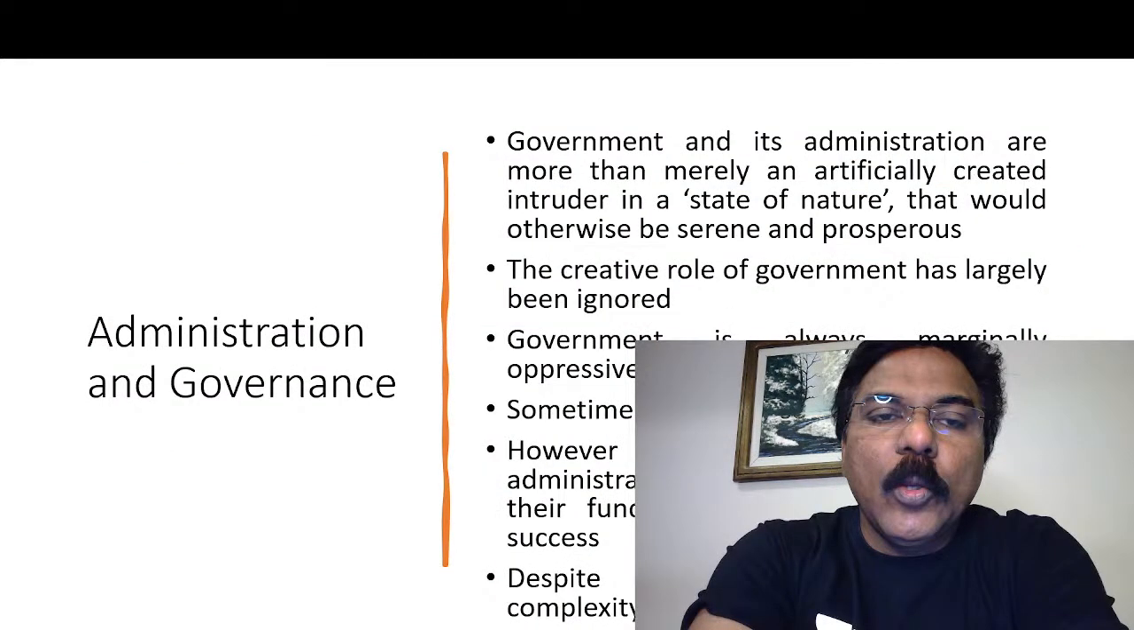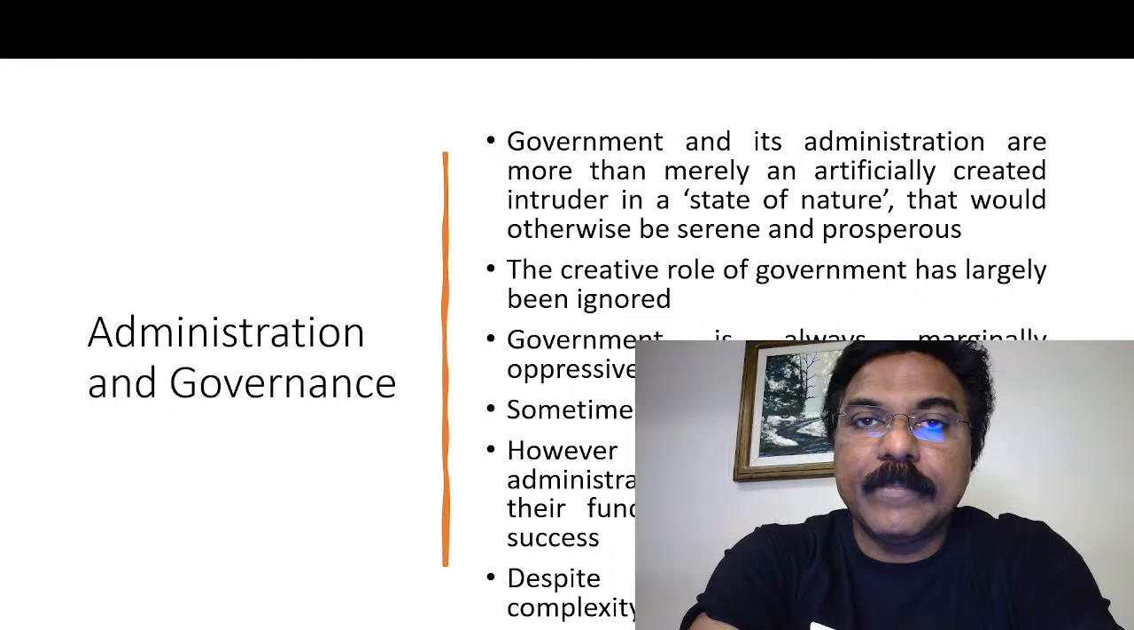So his thoughts on administration and governance. We have heard his thoughts on administration and civilization. He talked about this. Now he's talking about administration and governance. He says, these are not merely an artificially created intruder in a state of nature that would otherwise be serene and prosperous. Now you have to understand this in context. Please understand this. What is this state of nature? State of nature, serene and prosperous.